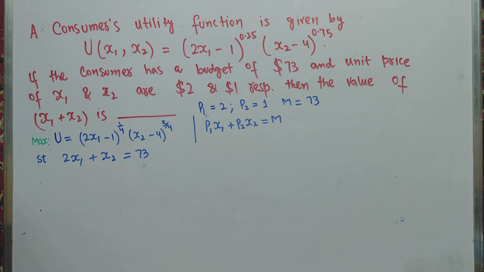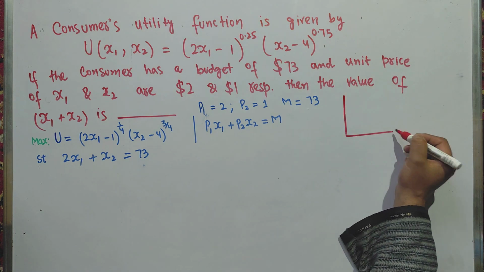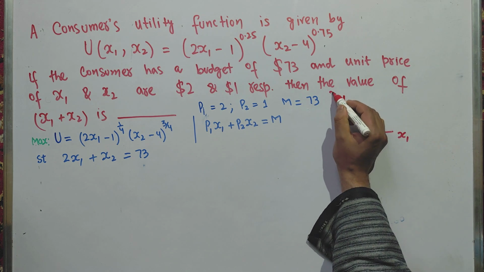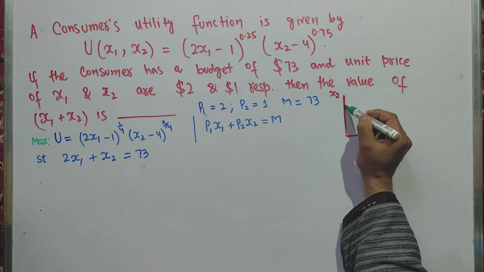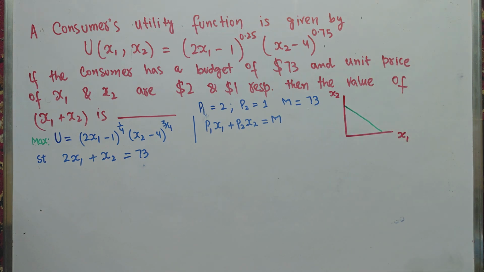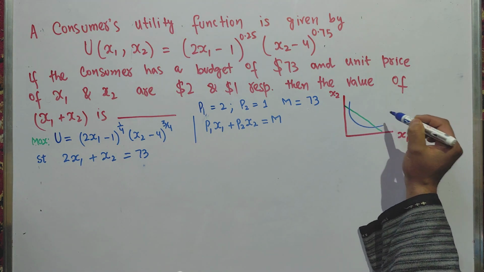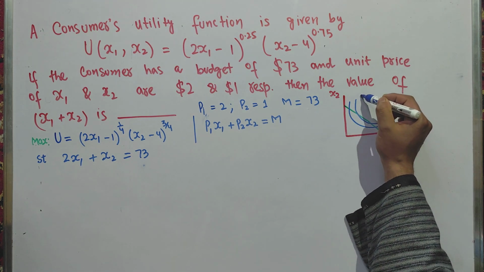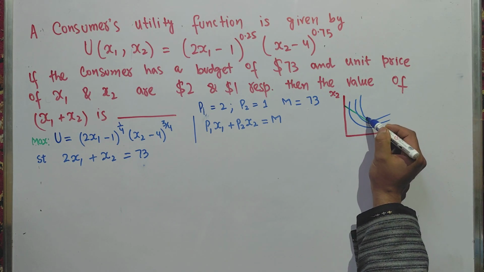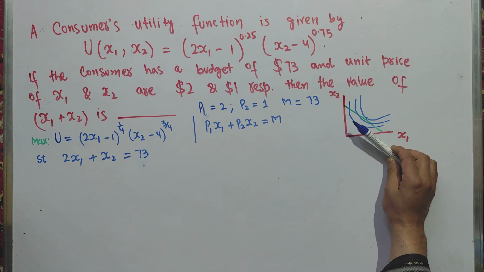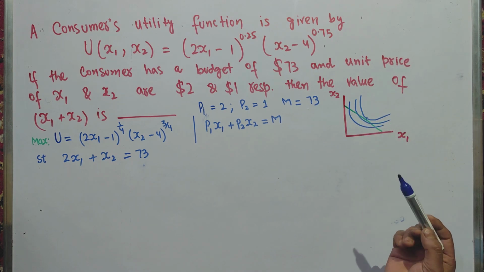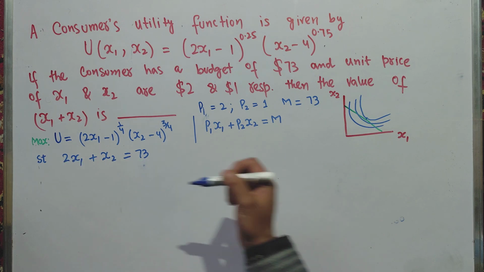Okay, now graphically what exactly is meant by this? Let us say we have good x1 on the horizontal axis and x2 on the vertical axis, with the given budget. Let us say this is the budget line of the consumer. With the given budget, the consumer wants to reach the highest possible indifference curve, or highest possible utility, to maximize his utility or satisfaction.